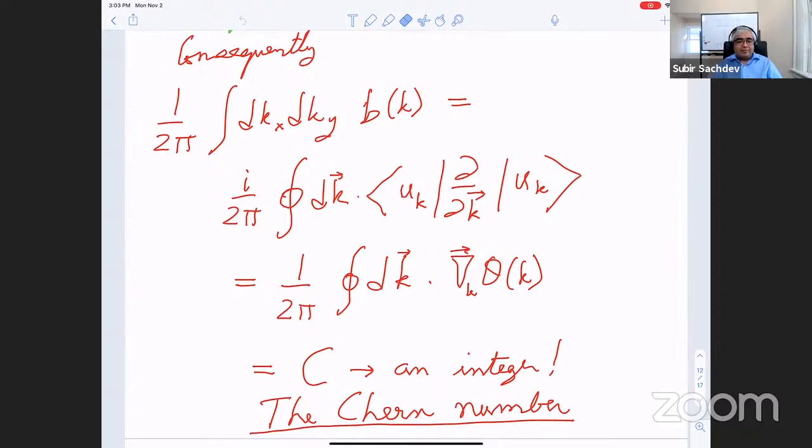So we're going to continue our discussion of Chern numbers and continue that to Chern-Simons gauge theories today. So let me just quickly review what we talked about on Friday.